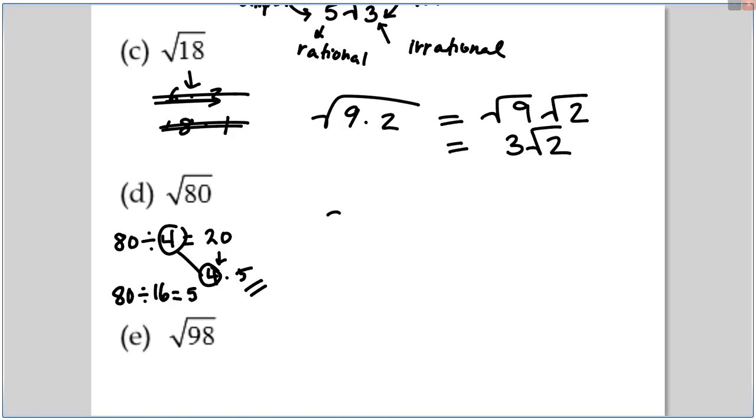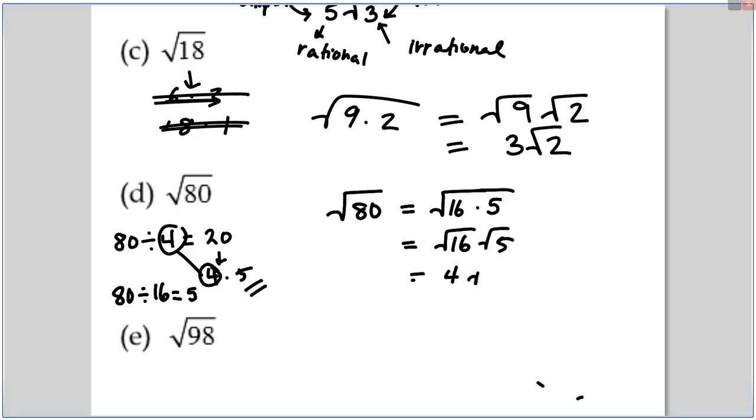And square root 80 looks like this. 16 times 5. And the 16 comes out as a 4.